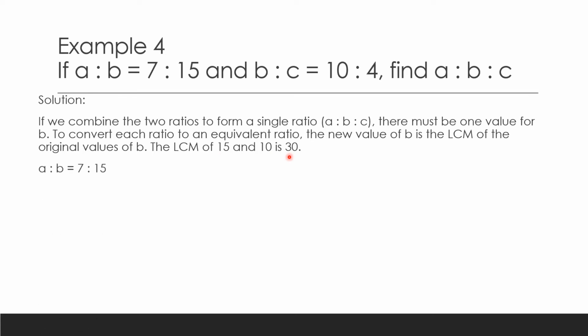Okay? So A is to B is equal to 15 is to 7 is to 15. Alright, so we multiplied both by 2. 7 times 2 equals 14, and 15 times 2 is 30. That's why we get 14 is to 30. What about B is to C? Our B is to C is equal to 10 is to 4. Multiplying both by 3, no? So 10 times 3 and 4 times 3. So we have 30 is to 12.